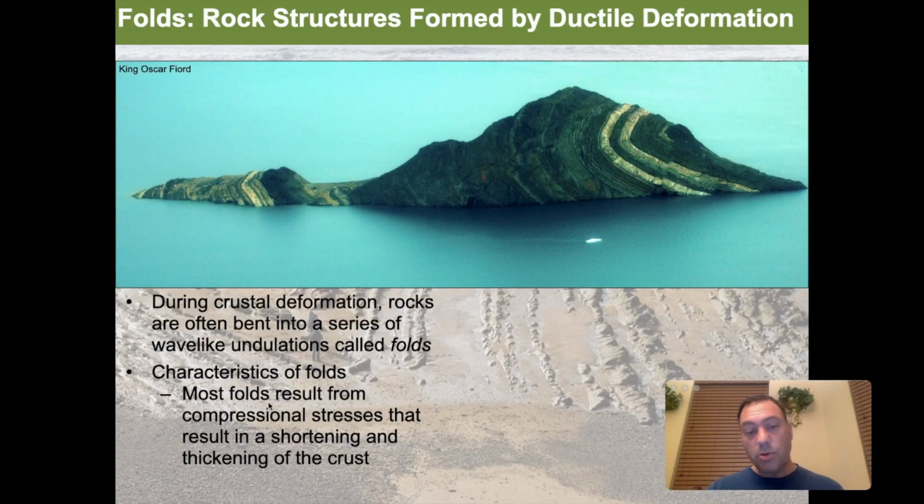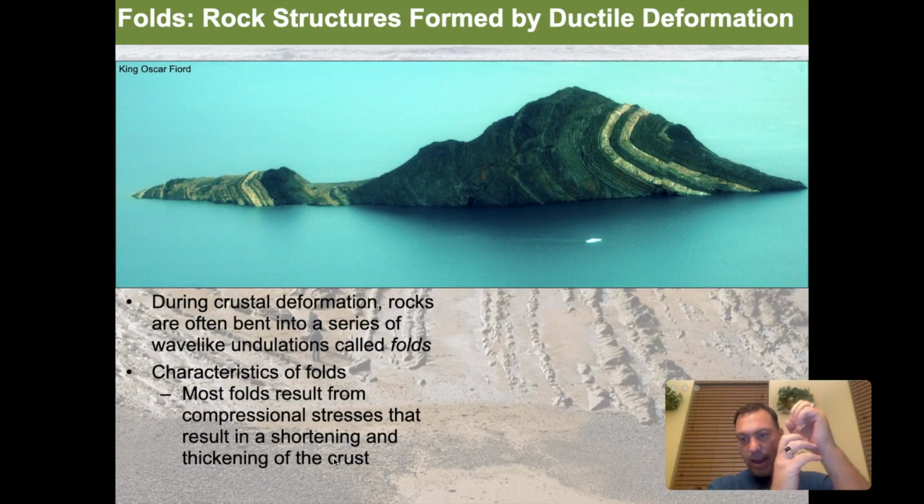Characteristics of folds. Most folds will result from compressional stresses that result in the shortening and thickening of the crust. So when we fold rocks, the way that it generally happens, and I would say almost always, is you're pushing in on something. There's compression happening, and effectively the rock layers, which were once flat, get crumpled up, they get bent up, and they have to find some space.